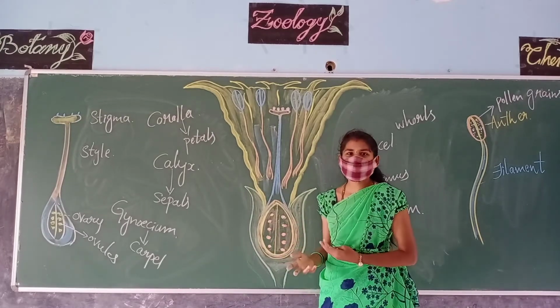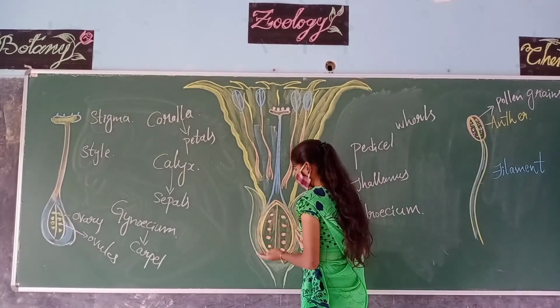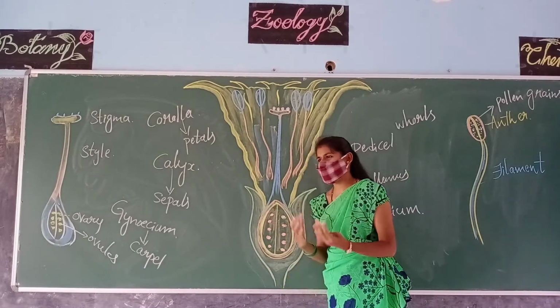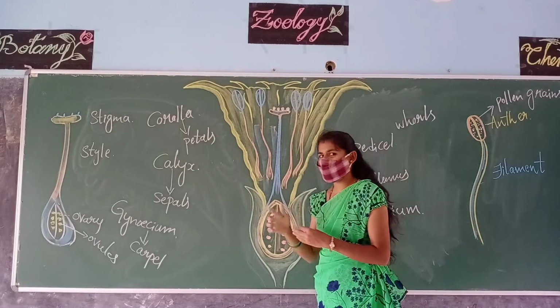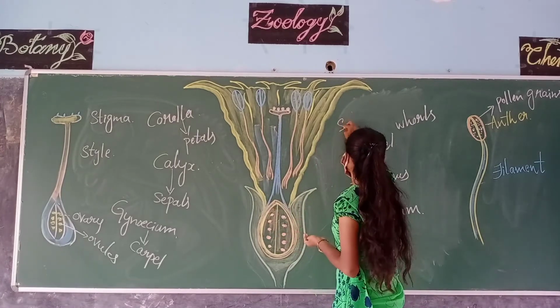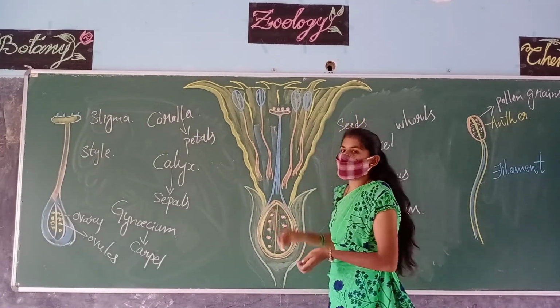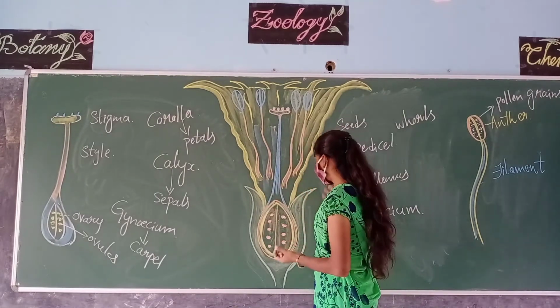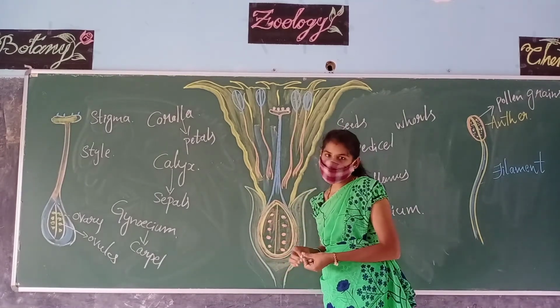After fertilization, it is completely turned into fruit, right? After the fruit is formed, these ovules are turned into seeds, or the seeds are formed within a fruit, right? In this way, these are the different parts of a flower, right?